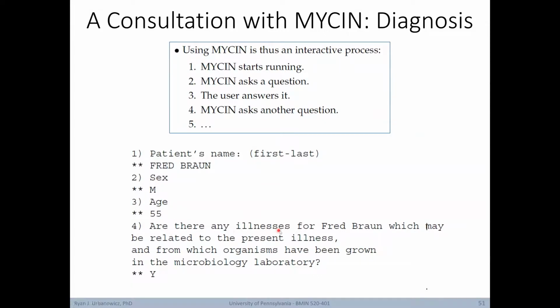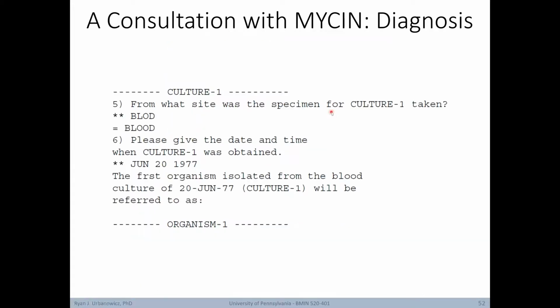The system asks, are there any illnesses for Fred Braun which may have been related to the present illness and from which organisms have been grown in the microbiology laboratory? The user responds yes. Now the system asks, from what site was a specimen for culture 1 taken? The user puts in a typo of blood, and the system suggests blood instead. Then the system asks, please give the date and time when culture 1 was obtained, and this is entered by the user. The system now clarifies that the first organism isolated from the blood culture on this date, in other words culture 1, will be referred to as organism 1.